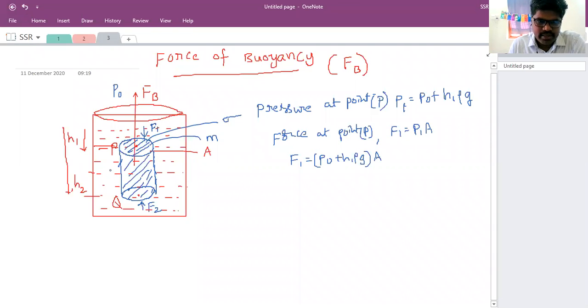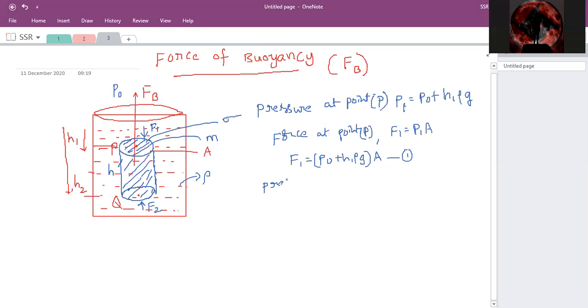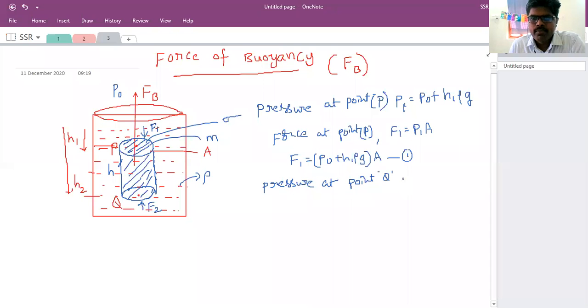Let us say the cylinder height, the object height, is H, and the density of the object is sigma, and the density of the fluid is, let us say, rho. Then F1 is equal to (P0 plus H1 rho g) A. This is equation number 1. Similarly, pressure at point Q, at the bottommost point: P2 is equal to P0 plus H2 rho g. Then force at point Q, F2, is equal to P2 into the area of cross section, that is (P0 plus H2 rho g) into A.